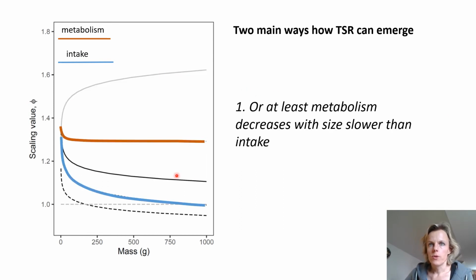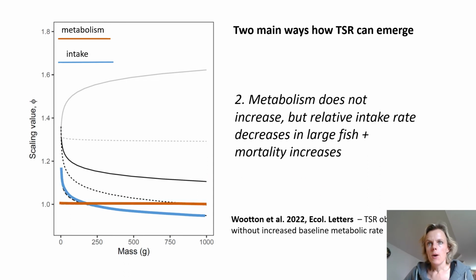It is also possible that either of them decrease with body size, metabolism and intake, but still the difference with bigger body size has to be increasing. So there is a bigger net difference between these two processes. But it is also possible that metabolism doesn't have to increase at all. And actually, Henry Wooten recently published a paper in 2022 in Ecology Letters showing that temperature size rule can emerge without any difference in basal metabolic rate. And we can actually reproduce it, again, as long as there is a negative net effect of intake and metabolism. So intake has to increase initially and then decrease.